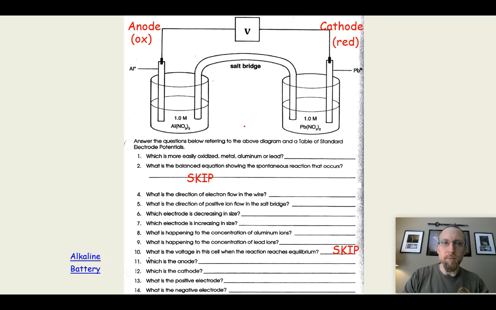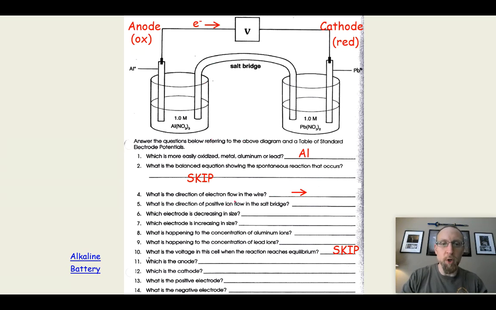So now, just by that, we know the direction of electron flow: away from the anode. So write that in. Electrons are flowing to the right. So now let's answer our questions here. Which is the more easily oxidized metal, aluminum or lead? So aluminum. Why? Because it's higher on table J. Number 4, what is the direction of electron flow? We said that already. To the right. Figured that out. So you're just using what we figured out to answer these questions.